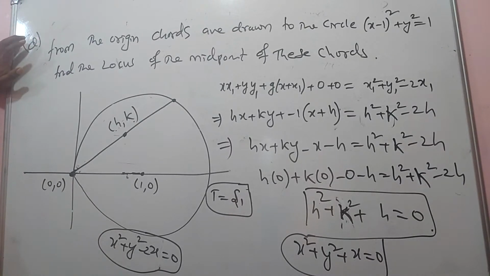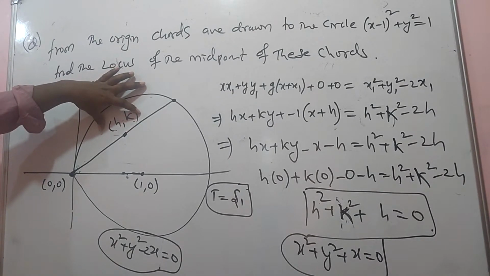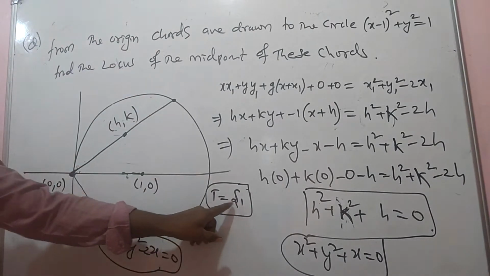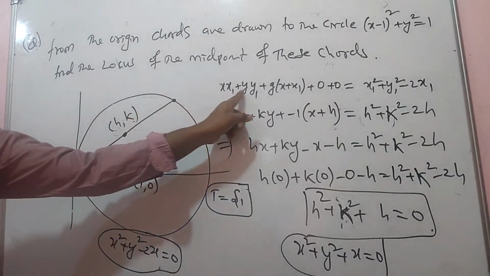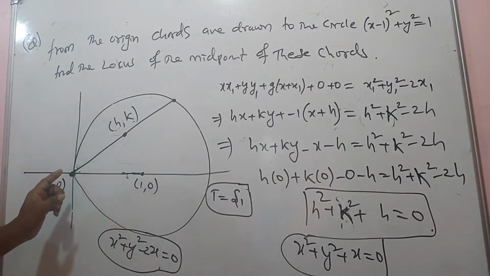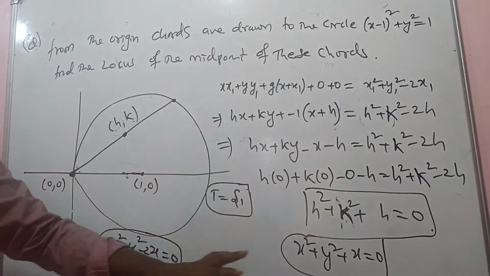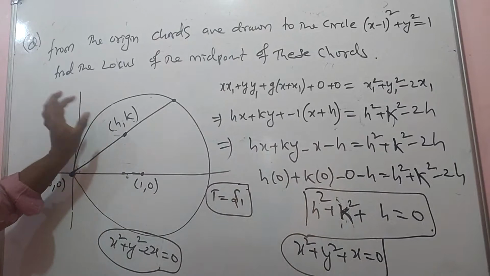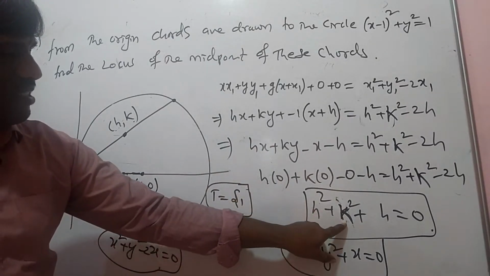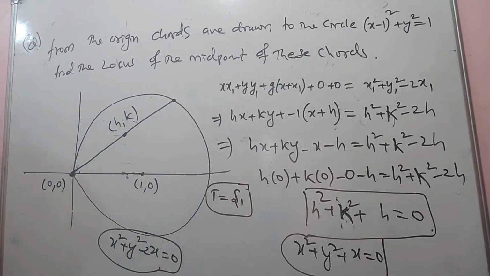So he's asking to find the locus of this. Locus means the midpoint (h, k), going through the midpoint. So we can use T is equal to S1 here. T is this formula, S1 is this formula. In S1 we substitute 0, 0, since it is passing through (0, 0). Wherever x is there, 0, y is there, 0. So you get this equation. Finally, in the place of h, k, substitute x, y, and you are going to get the answer. Okay, so this is the way to solve this question.